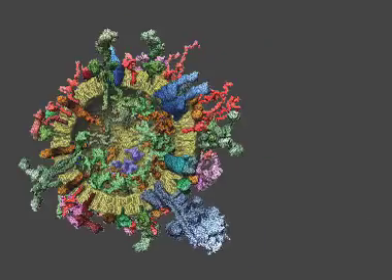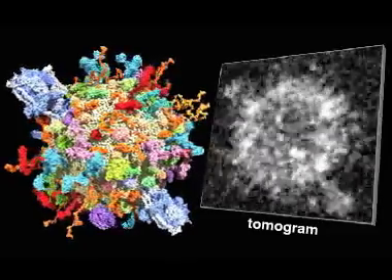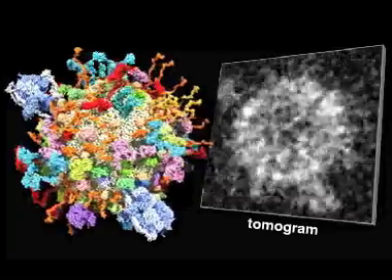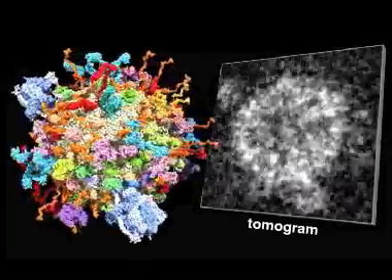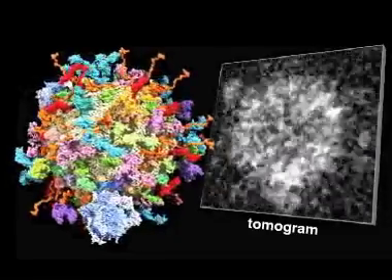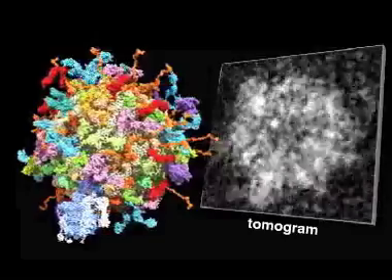This model was created in part from an electron tomogram of a real synaptic vesicle. The tomogram combines visual slices of the vesicle at various angles to create a unified image. Other data, including structural data of the synaptic vesicle's proteins, have been combined with the data from the tomogram to create the three-dimensional model on the left.